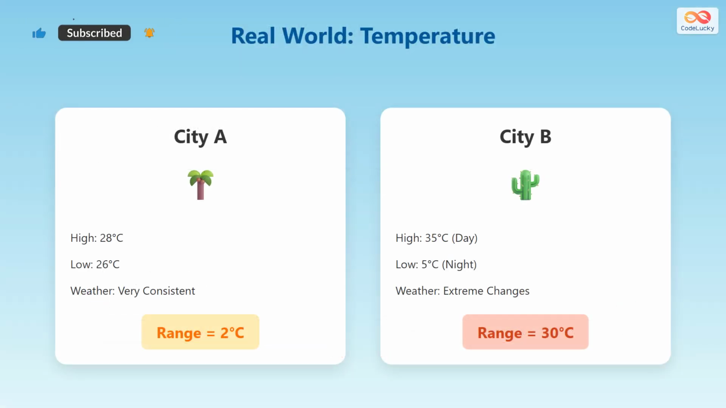Let's apply this to the real world, like weather. Imagine city A. It has a high of 28 degrees and a low of 26. The range is only 2 degrees. It is very consistent. Now imagine city B. It goes up to 35 degrees in the day, but drops to 5 degrees at night. The range is 30 degrees. That is a huge fluctuation. The range tells us about the stability of the temperature.